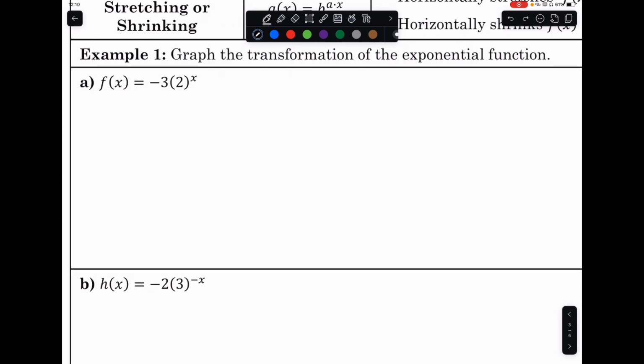Let's now focus on graphing the vertical reflection of an exponential growth and an exponential decay function, okay? Now, in this example right here, because this value is greater than 1 and our exponent, again, is a positive x, then this is an example of an exponential growth function. And this exponential growth function will look like this.